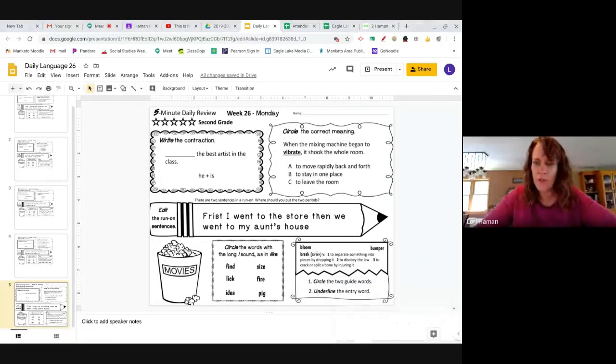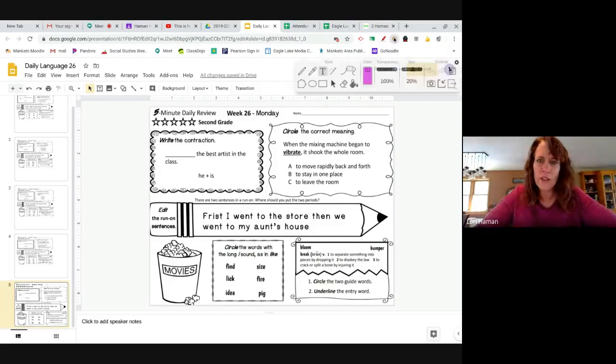So if you just follow along, our first activity here asks us to write the contraction. So I'm sure you remember contractions. Those are those shortcut words. Like if we had these two words, we could make it even shorter by turning it into one word. It will mean the same thing. I could use these two words in the blank, saying, he is the best artist in the class. Or I could make it into one word, which would be known as the contraction. So I think you remember how this works.